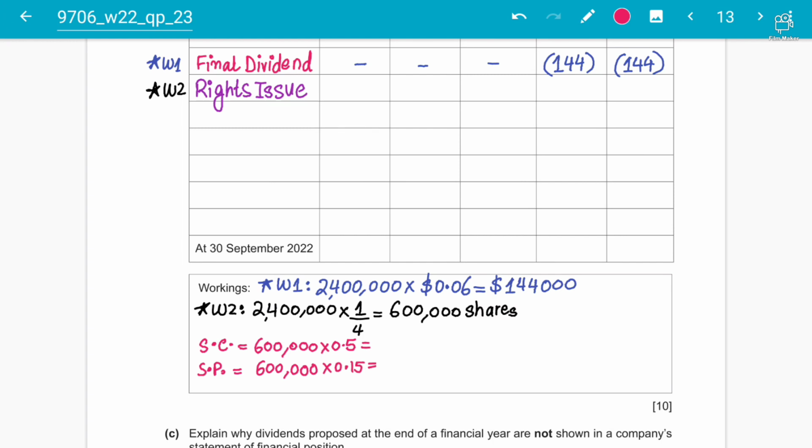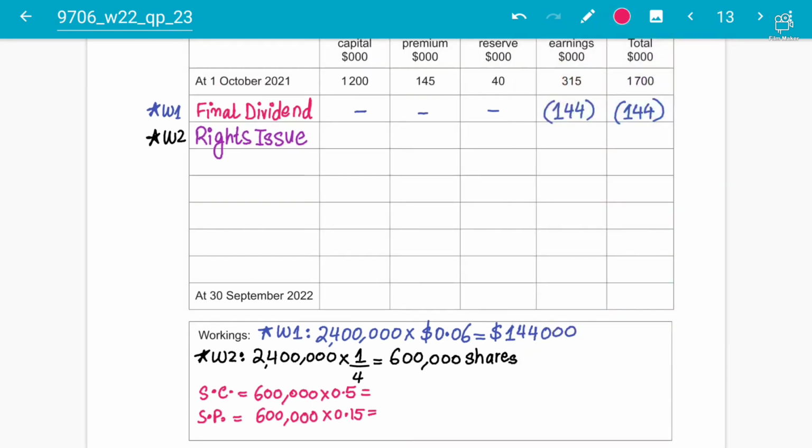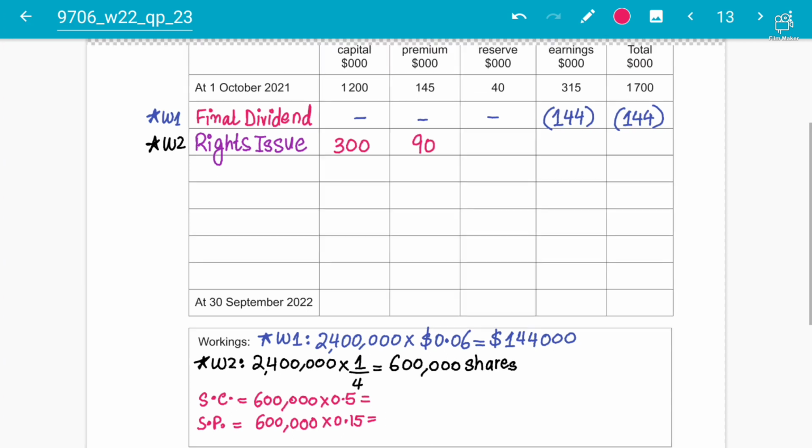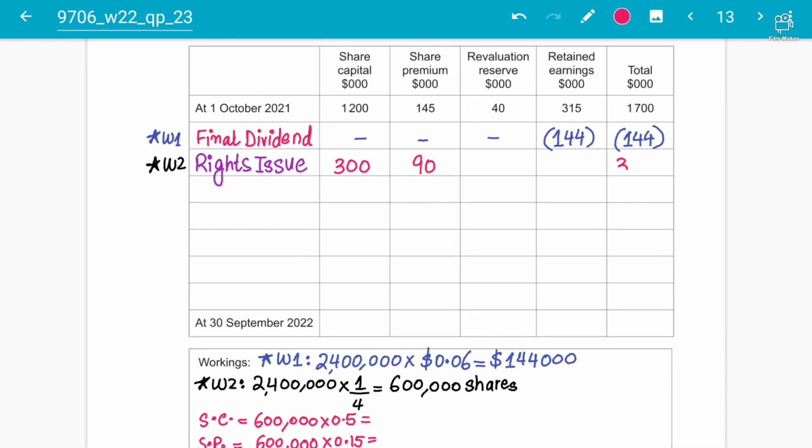ठीक है स्टूडेंट्स, सो दैट इज गोइंग टू बी आवर आंसर, that 600,000 into 0.5, that is 300. So we're going to write that it will increase by 300,000 share capital, and 600,000 into 0.15, that will be 90,000, because 000 is up, so you'll write 300 plus 90. Together they will make an impact of positive 390, and there will be nothing in revaluation reserve and retained earnings.